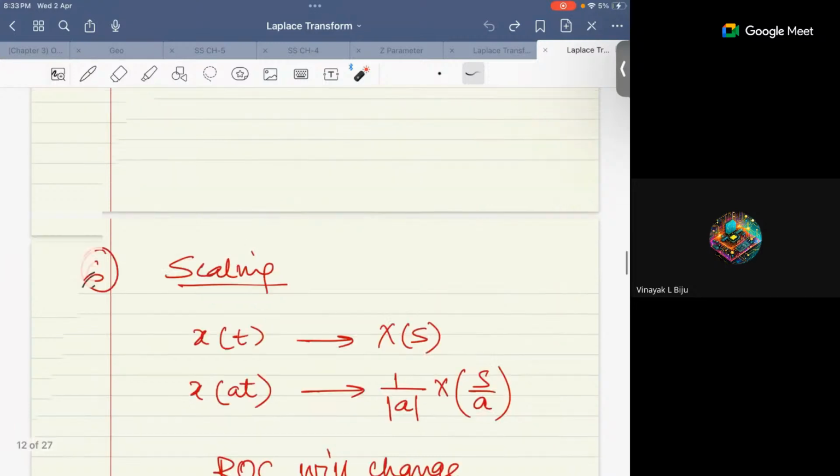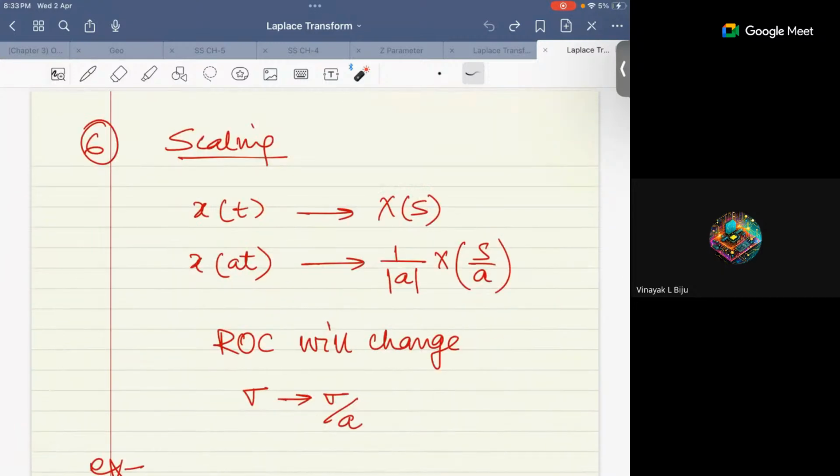Okay, now the next property is the scaling property. In the Fourier series, there is no impact from scaling. If you are doing the scaling, there won't be any impact on the Fourier series coefficients. The only impact is that the constant coefficient values will be the same, and only the omega will change, the fundamental omega.